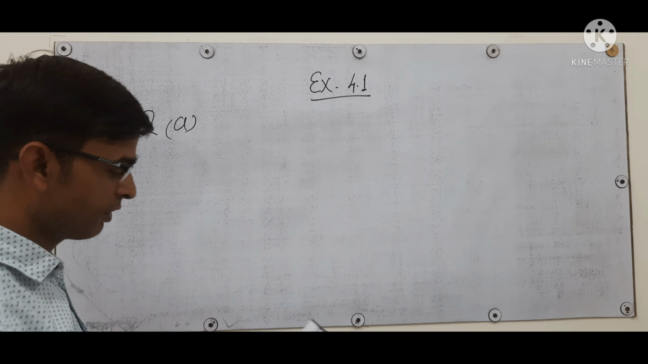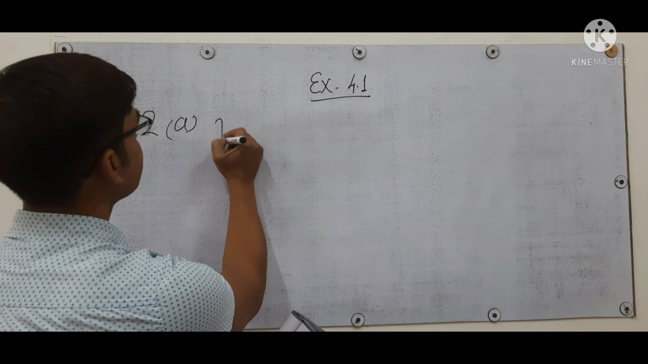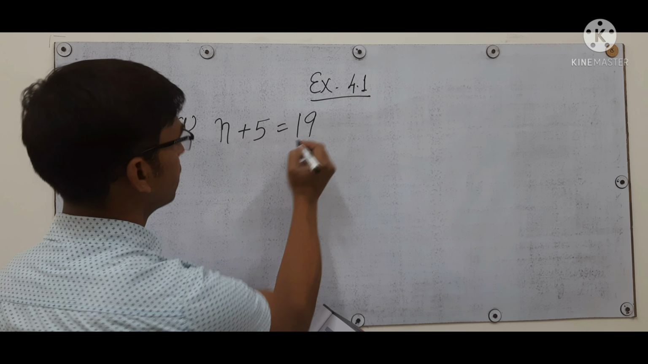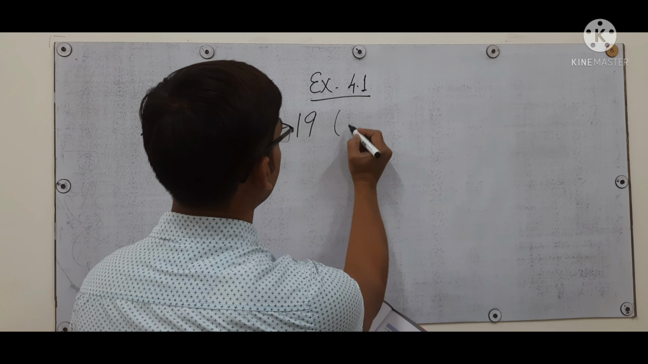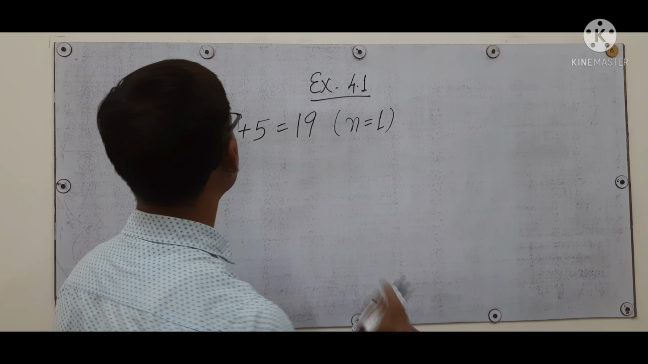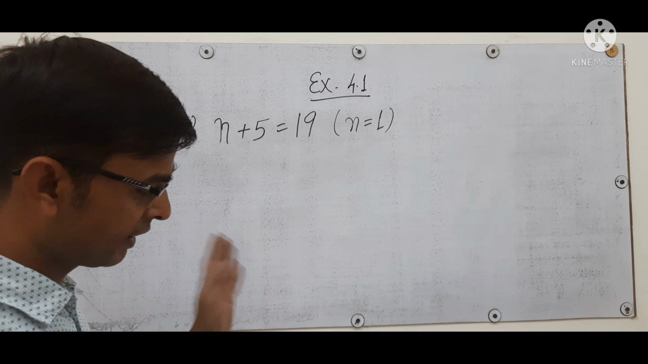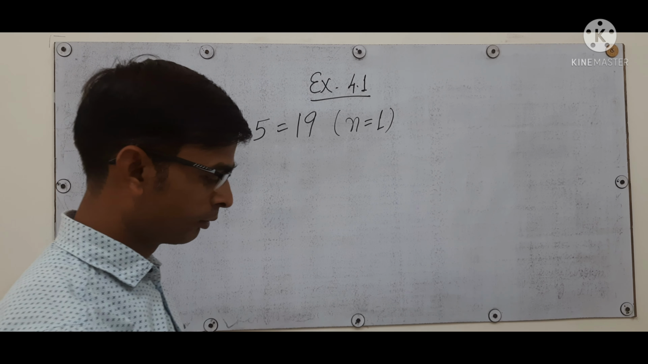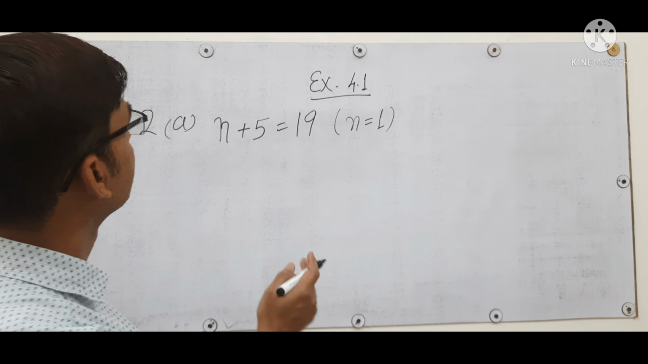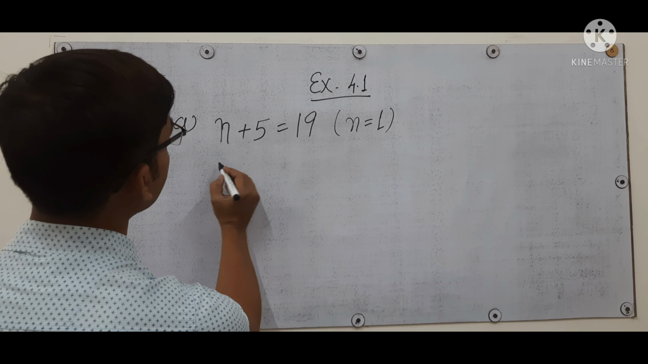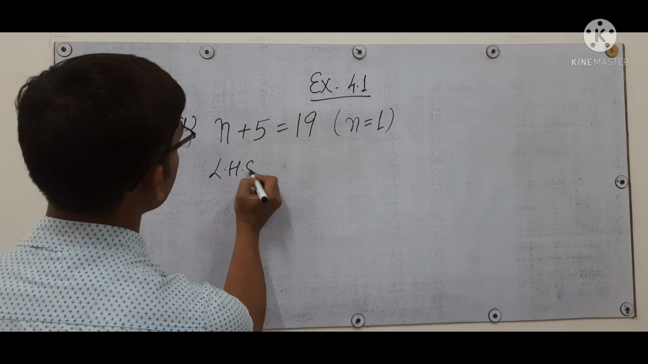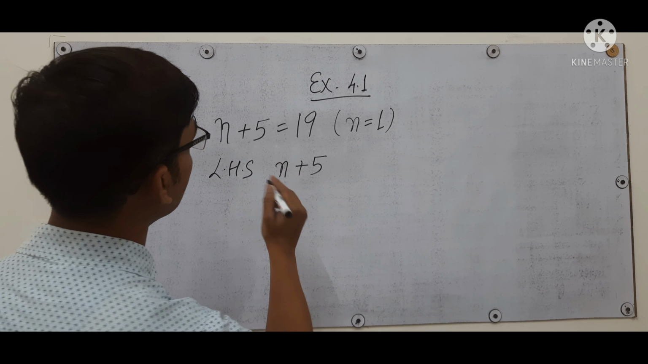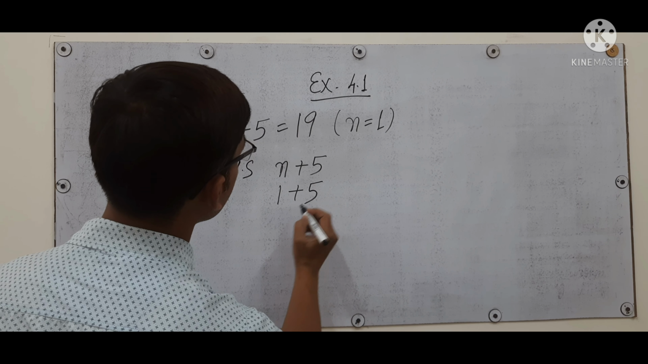So I am taking part A first, and it is written as n plus 5 equal to 19, where n must be equal to 1. If n is equal to 1, then n plus 5 is equal to 19. So let's see how we will solve. Again we will take the left hand side first of all. The left hand side is n plus 5. So when we put n equal to 1, it will be 1 plus 5, and 1 plus 5 is 6.